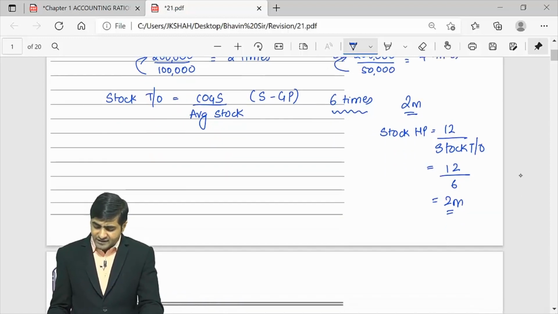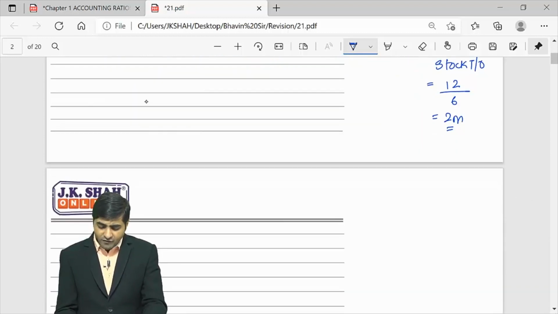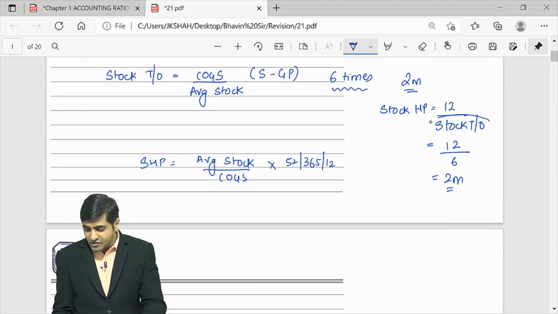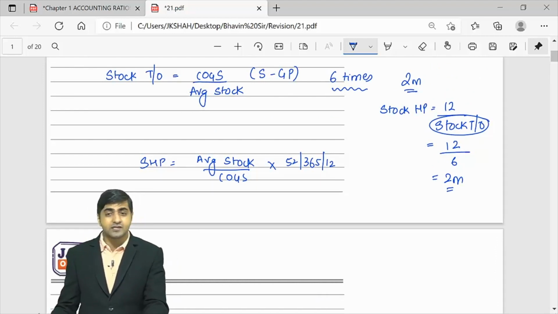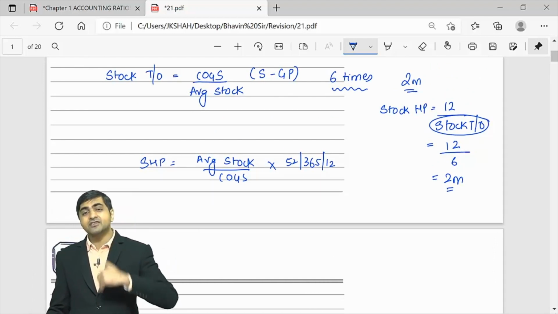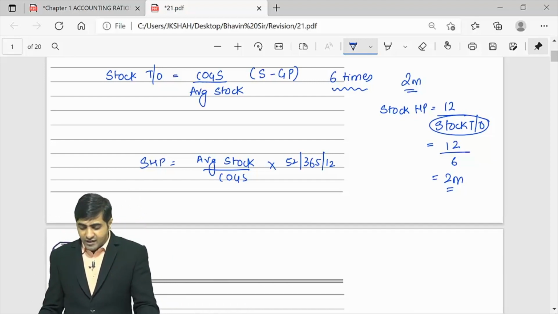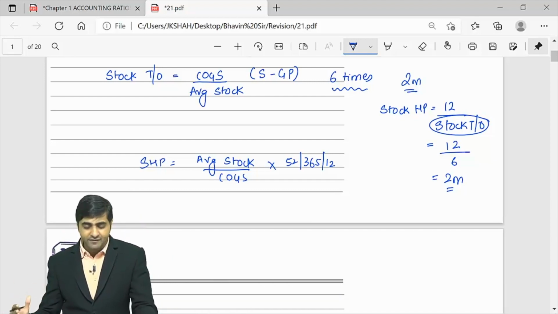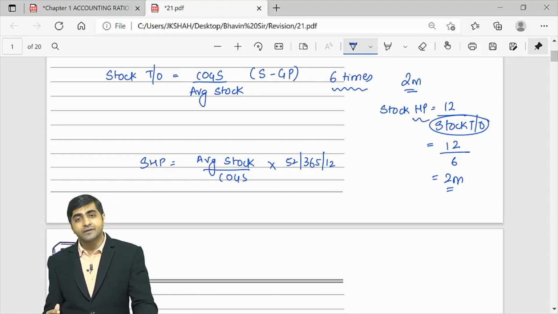Yes sir. And in the textbook you will find the formula of stock holding period as your average stock upon COGS into 52, 365 or 12, because whatever is your stock turnover ratio, that is nothing but COGS upon average stock. This average stock will ultimately go in the numerator, so then it will become average stock upon COGS into 52, 365 or 12. But guys, that's how your holding period can also be calculated.